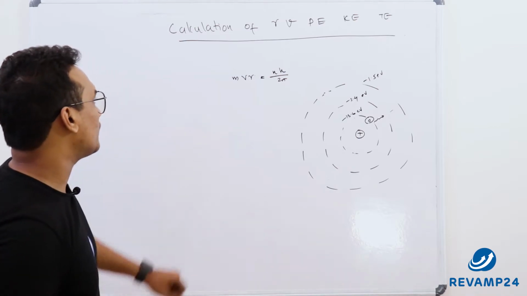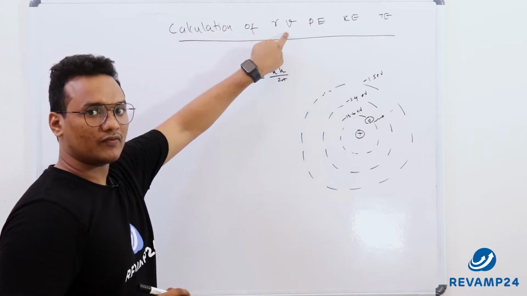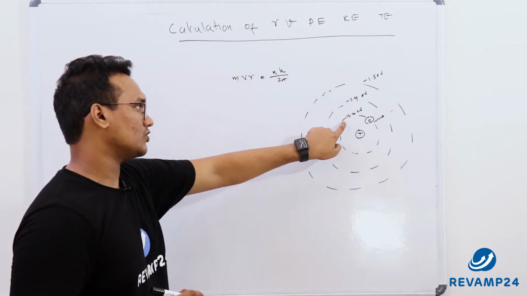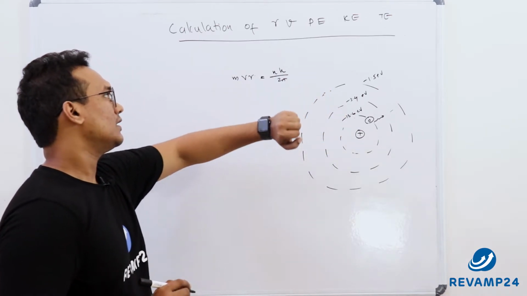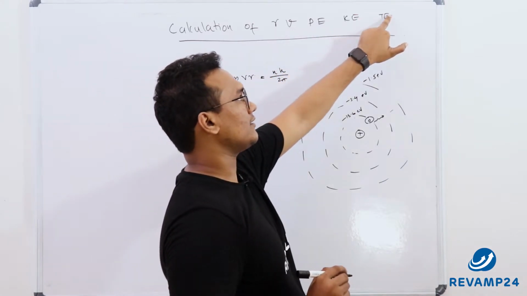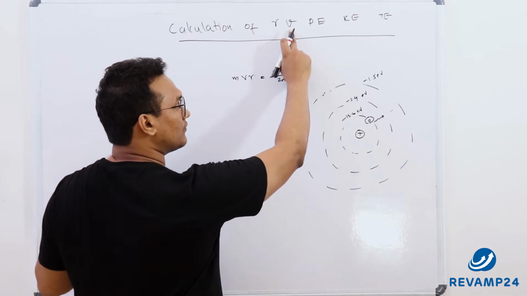So in this video, we are going to calculate the value of r. r means the radius of each orbit here. This is the first orbit, second orbit, third orbit, or K, L, M. In the coming videos, we will see velocity, potential energy, kinetic energy, and total energy. These are very easy. With r, we will find the value of velocity.